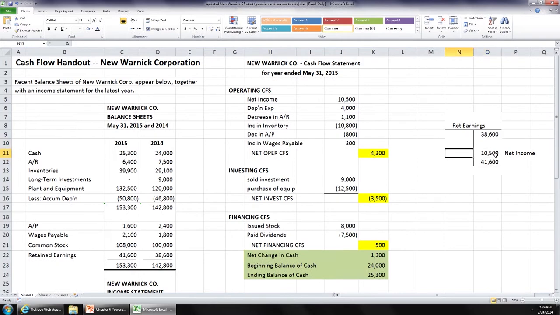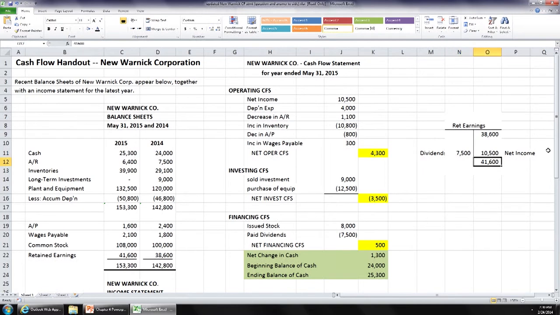And what did you say decreased retained earnings? What item? Dividends. Okay. Dividends were how much? Do we know? 7,500. Okay. Well, does that number plus this number minus this number equal that number? It does. I can do that in my head, right? 38,600 plus 10,500 minus 7,500 does equal 41,600.